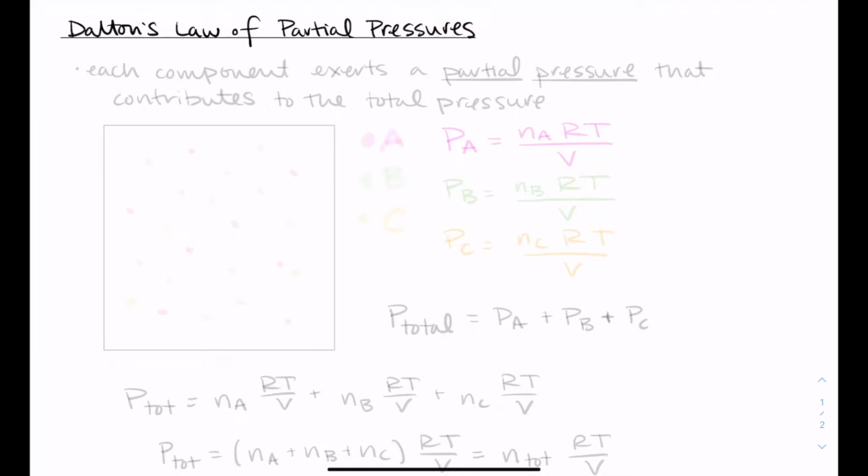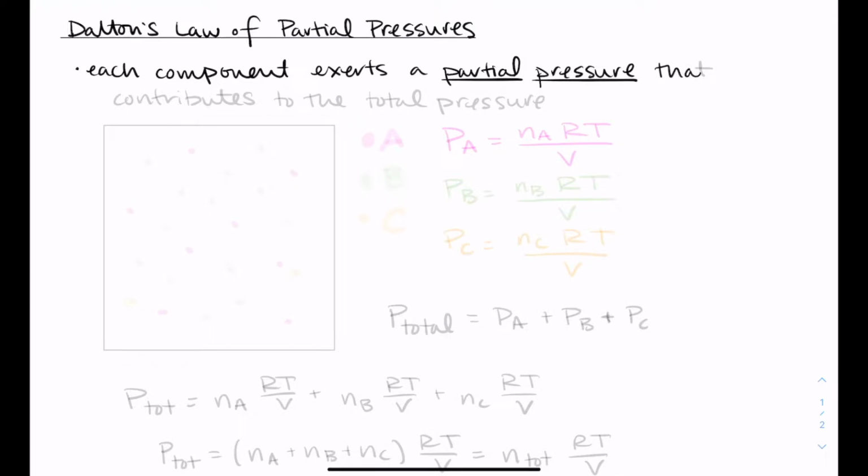When we have gases, it's possible to put more than one gas in a container, and we will encounter this very often. Even the air that we breathe is multiple gases in one container, and we can still do calculations and figure out what's going on with each gas in the sample because of Dalton's law of partial pressures. So Dalton's law says that each component exerts a partial pressure that contributes to the total pressure.